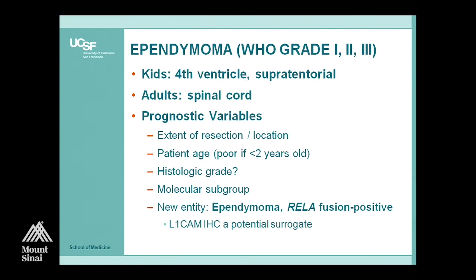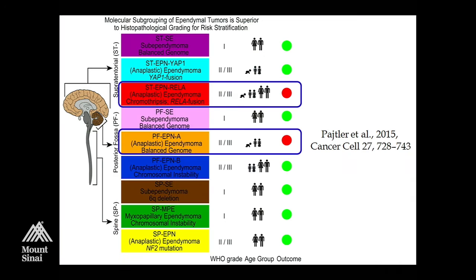And it turns out there are different molecular groups in these as well, which I'll just touch briefly on, including one subtype that's now a distinct WHO entity, the RELA fusion positive ependymoma. And there is an immunostain that is a surrogate marker, not a perfect one, but useful nonetheless.